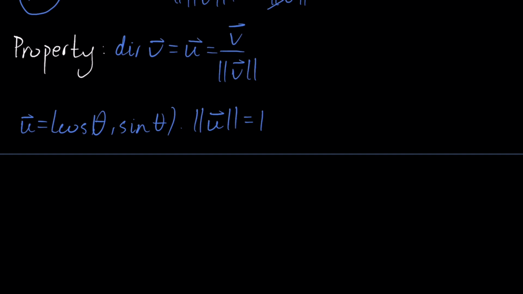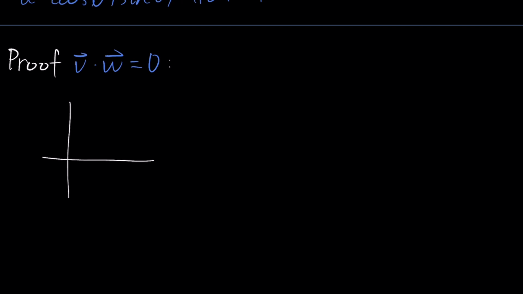Now, I will show you a very elegant proof of why the dot product of two perpendicular vectors is equal to 0. Because we didn't really show that this is true. So now we're going to show it. For example, if we have two vectors that are in right angles to each other. For example, this is V, this is W.